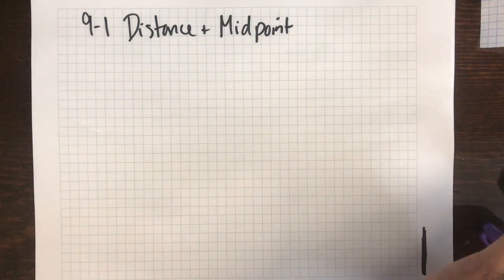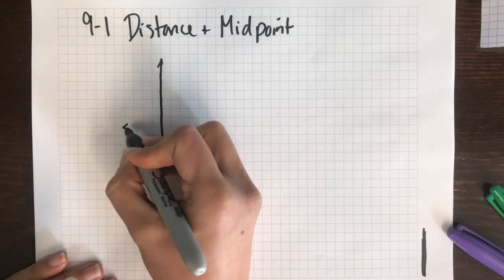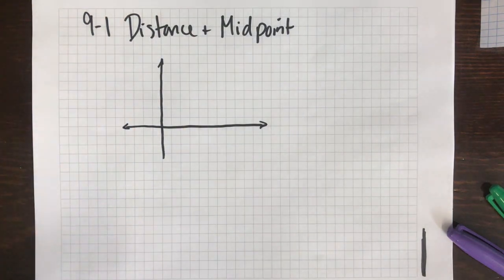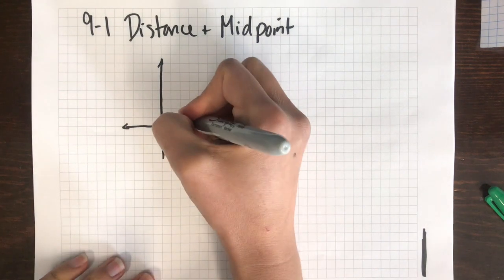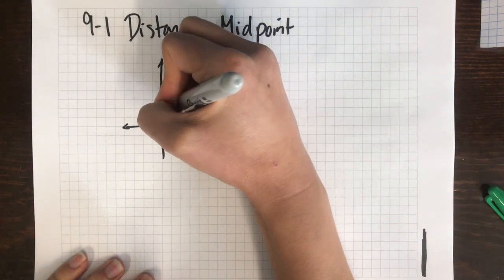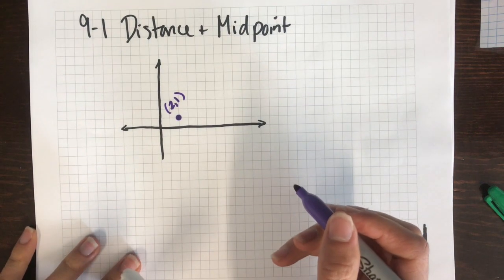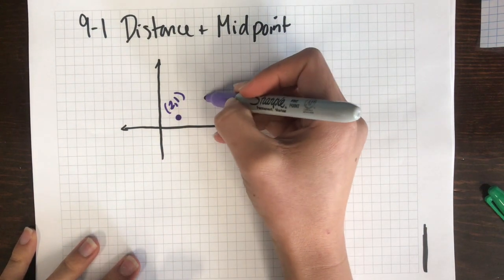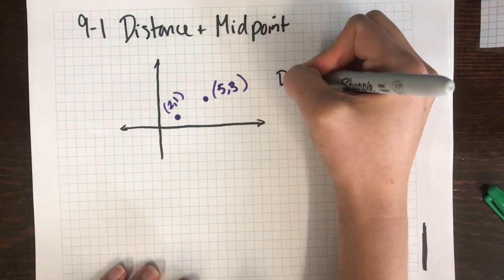Alright, 9-1 is about distance and midpoint formulas. So how do we find the distance between 2 points? How do we find the midpoint between 2 points? Suppose I have a little graph, and I have these 2 points. The first point is going to be the point (2, 1), 2 in the x and then 1 in the y. And then the second point is going to be the point (5, 3). So it's a little bit farther in the x, farther in the y. So how do I find the distance between these 2 points?